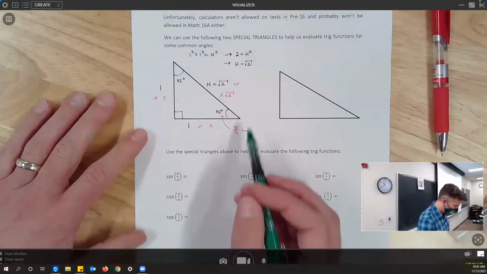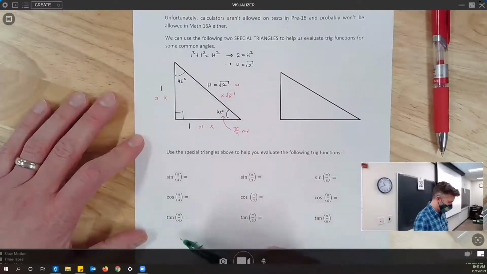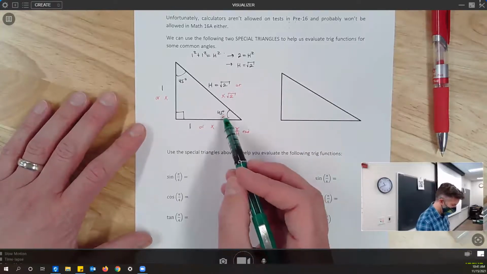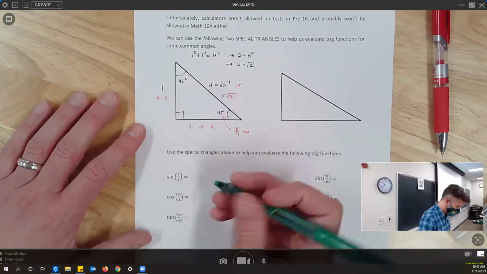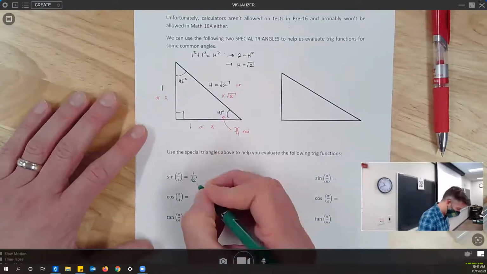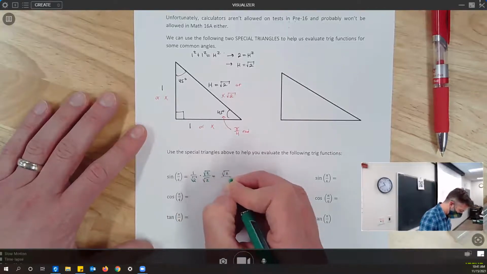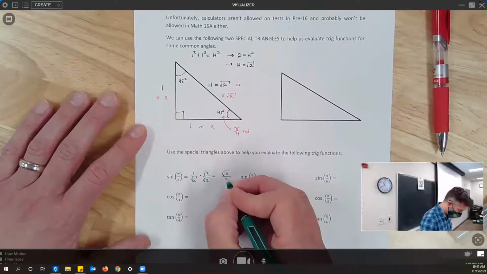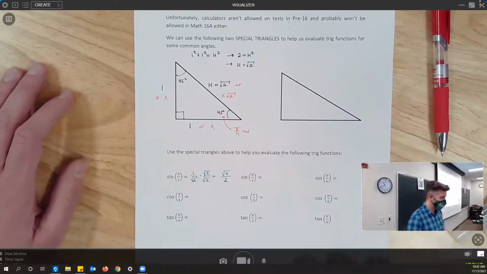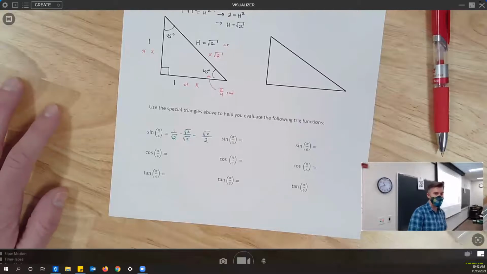Okay, well, looking at this, we can now use this special triangle to find sine, cosine, and tangent of pi over 4 radians. So sine of 45 degrees or pi over 4 radians is the opposite over the hypotenuse, which is 1 over the square root of 2, which we typically rationalize, multiplying by square root of 2 over square root of 2, and get the square root of 2 over square root of 2 times the square root of 2, which is just 2. So sine of 45 degrees or sine of pi over 4 radians is square root of 2 over 2, or 1 over root 2. Either way is fine.